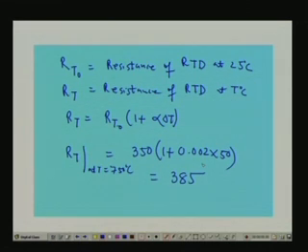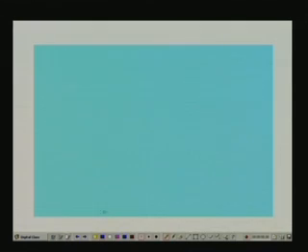Now, to keep the bridge balanced at 75 degree centigrade, R2 is to be adjusted to 385 ohm. In that case the bridge will be balanced. Now, the question is we need a resolution of 0.5 degree centigrade. So, if you have a resolution of 0.5 degree centigrade, the output should change by 0.05 volt for every change of 0.5 degree centigrade in temperature.